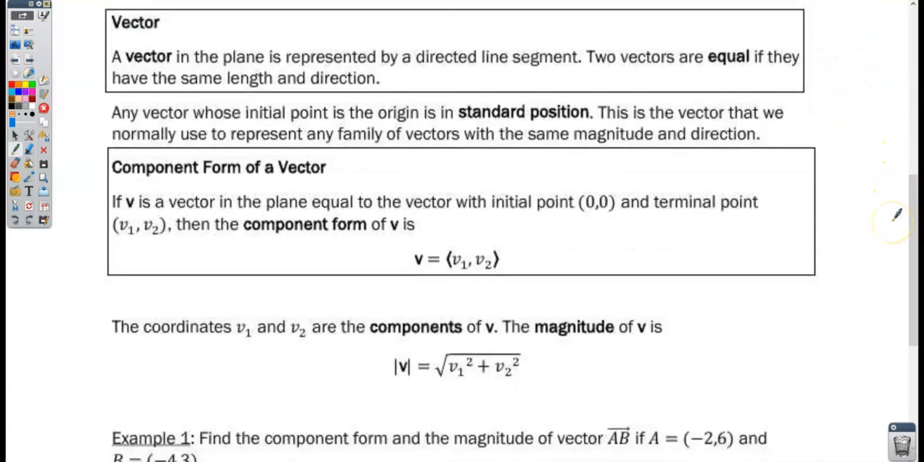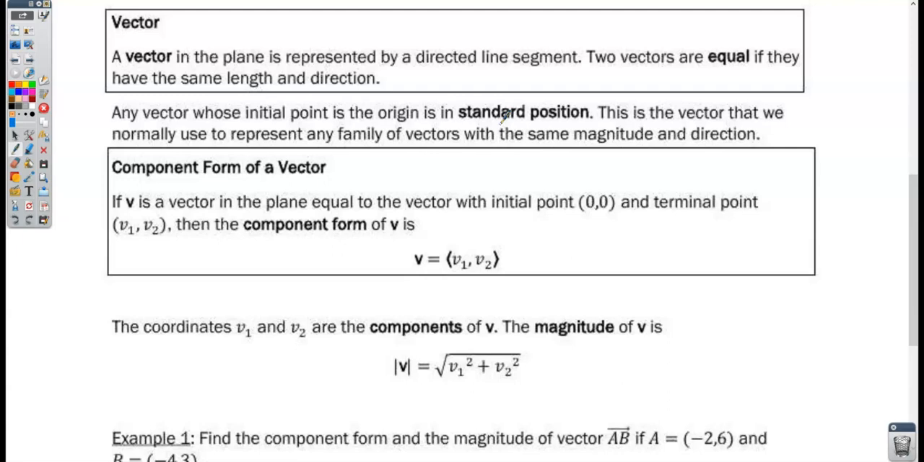Alright, a vector in a plane is represented by a directed line segment. Two vectors are equal if they have the same length and direction. We just talked about that. Any vector whose initial point is the origin is in standard position. That's the vector that we normally use to represent all of the vectors that have that same magnitude and direction. And we can just move those vectors around in the plane, but they're all represented by the standard position vector.